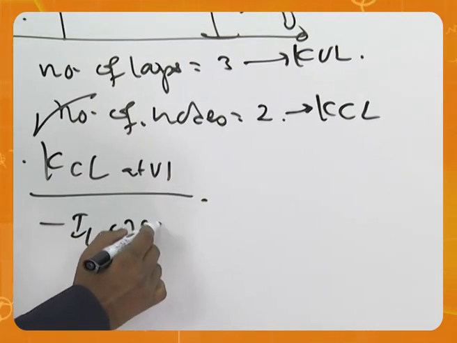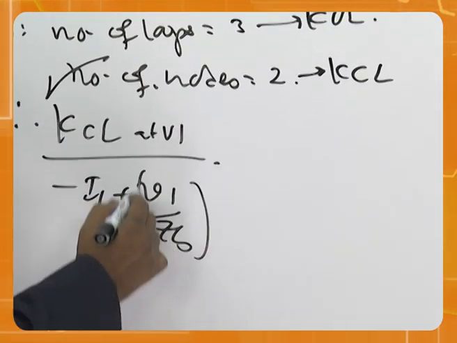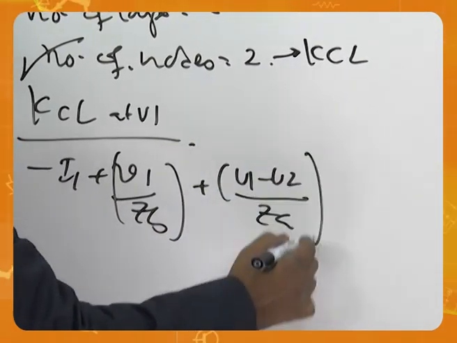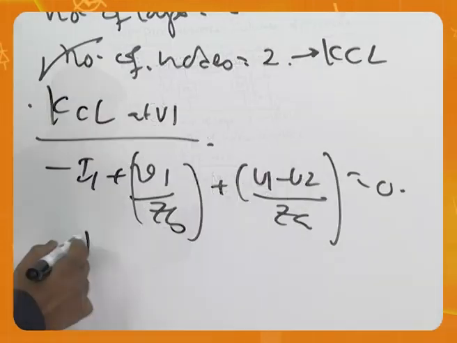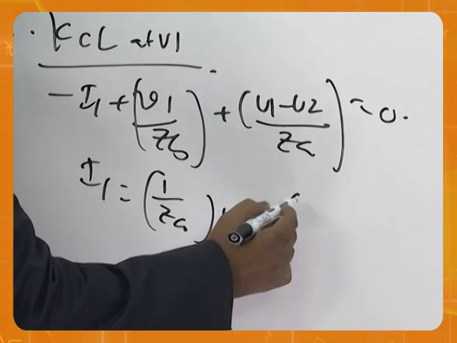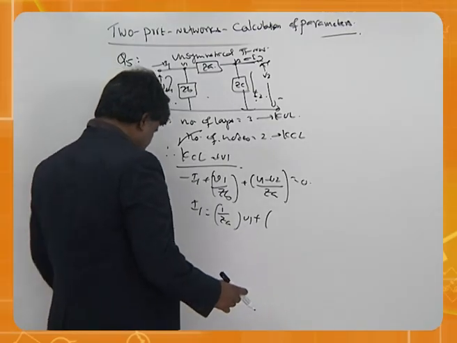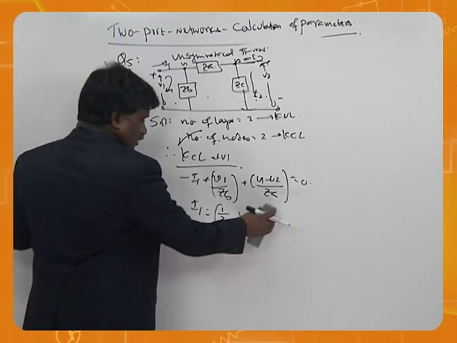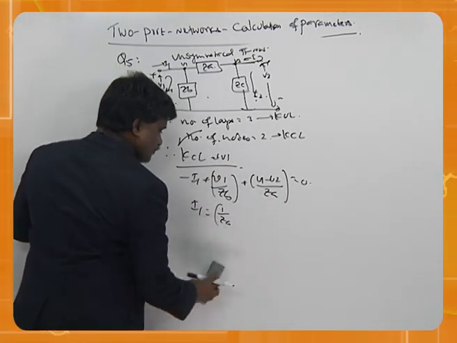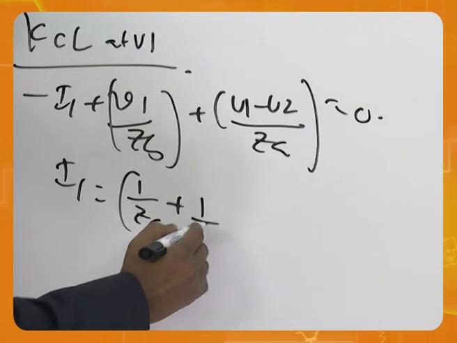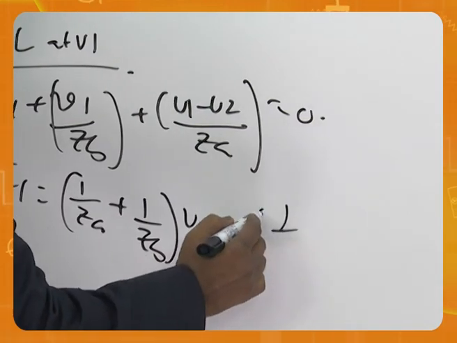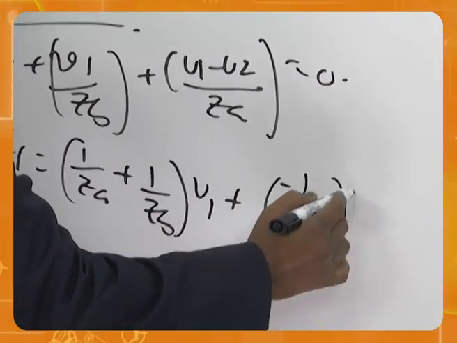Minus I1 plus V1 by ZB plus V1 minus V2 by ZA equals 0. So I1 is 1 by ZA times V1, plus not only V1, you also have 1 by ZB into V1, minus 1 by ZA into V2.